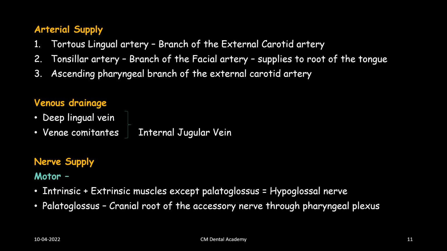The nerve supply, the motor nerve supply, is mainly by the hypoglossal nerve to all the extrinsic and the intrinsic muscles, except the palatoglossus muscle. The palatoglossus muscle is innervated by the cranial root of the accessory nerve through the pharyngeal plexus.